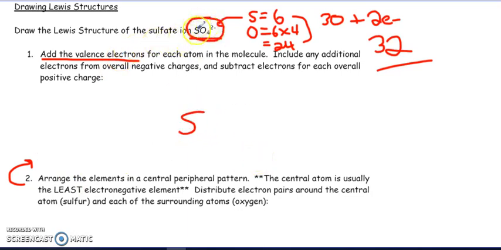Okay, so the majority of the time, the central atom is going to be the one that can make the most bonds. But in this case, sulfur and oxygen technically have the same number of valence electrons. But if you look at the ratio that you have, it kind of will make sense, right? So if I have 4 oxygens and 1 sulfur, I really have 1 sulfur in the middle, and then I have 4 oxygens surrounding it. Okay, so here's my structure.